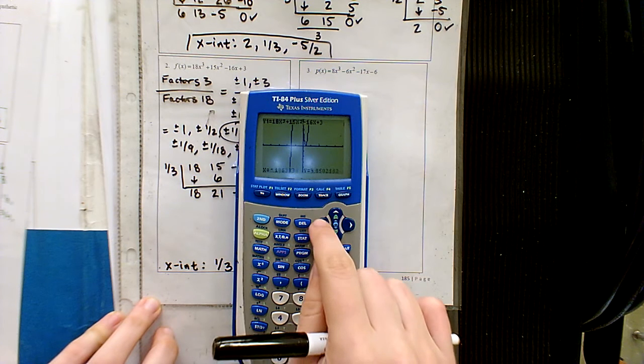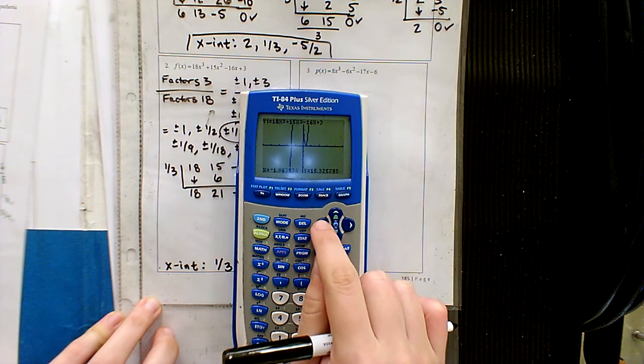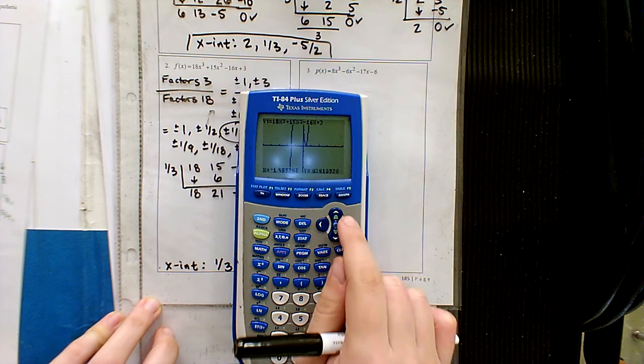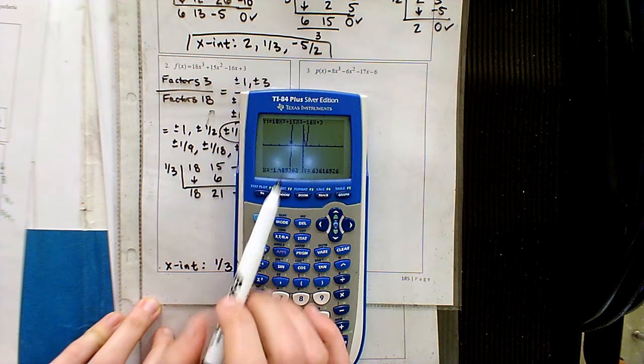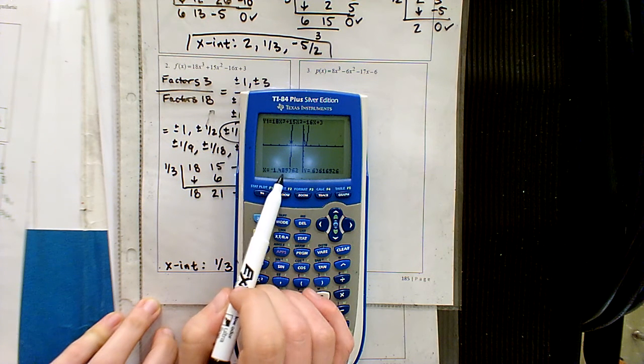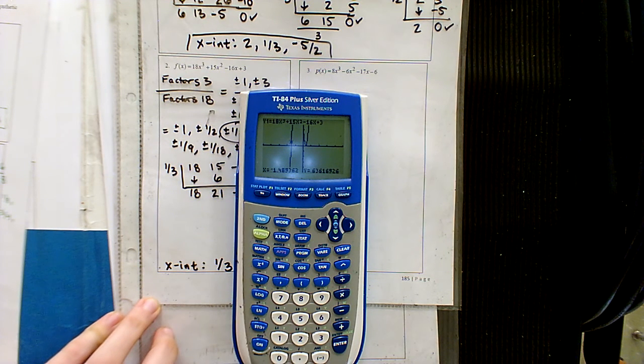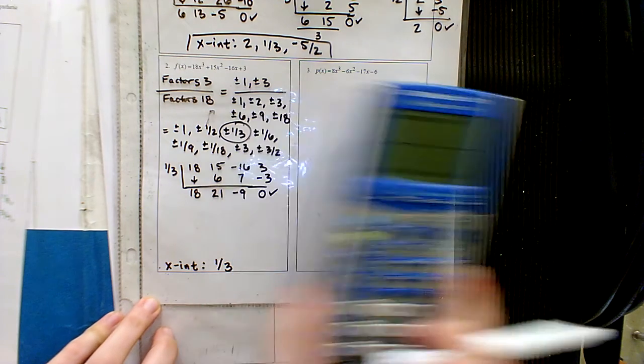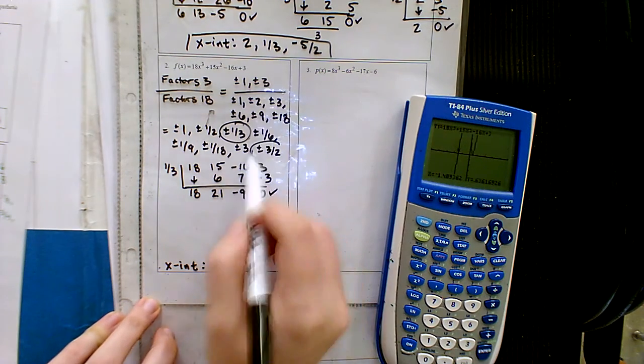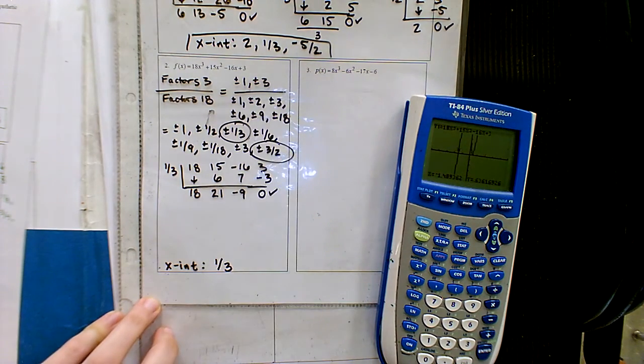Let's go back to our calculator, move the cursor, try to find the next one. Alright, the closest I could get is -1.49, which is probably really close to -1.5. So from our list, that would be 3/2.